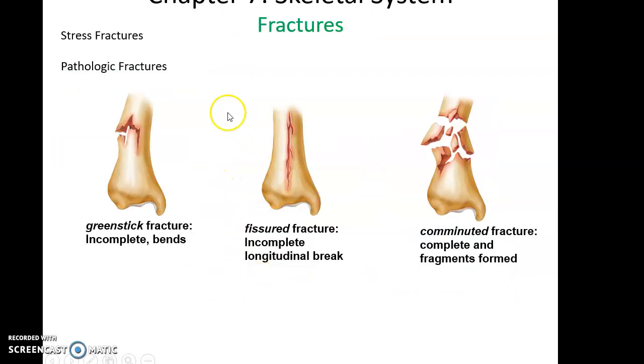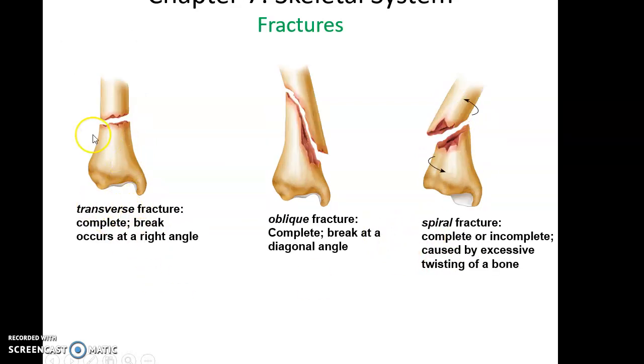Fractures. So we can get stress fractures that are microscopic or pathological fractures from, say, a bone infection. There is the greenstick fracture. This is an incomplete fracture, so partially broken and the bone bends. There's the fissured fracture that goes up the length of the bone but doesn't necessarily break it into pieces. There's the comminuted fracture where the impact is so severe that the bone shatters at that location, so you have many small pieces.